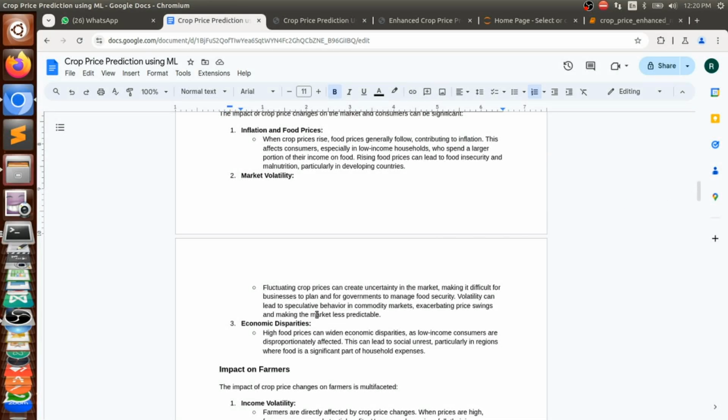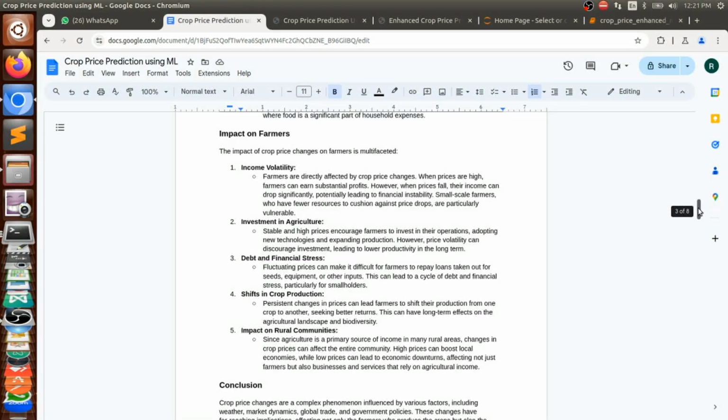And market volatility. Fluctuating crop prices can create uncertainty in the market, making it difficult for the business to plan and for government to manage the food security. Volatility can lead to speculative behavior in the commodity markets. When this speculation enters, there is always an unstable market, because speculation says something is going to increase, something is going to fall. So based on that, people will try to take a decision before that. So that will make the market most unstable.